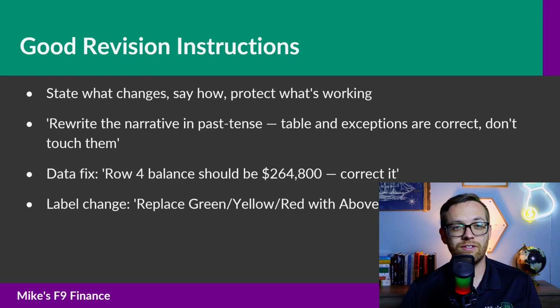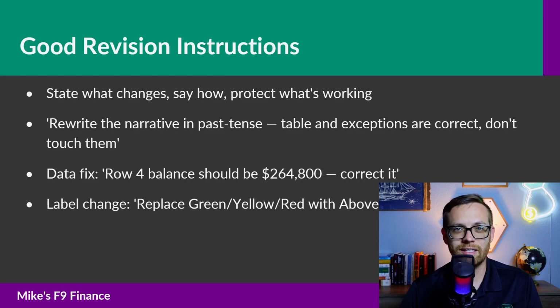Now let's look at what that actually sounds like in a Treasury artifact. So here's a revision. The balance in row 4 should be 264,000, not 246,000. Correct it. That's data correction. You caught an error, you fix it. The table structure says one cell changes.